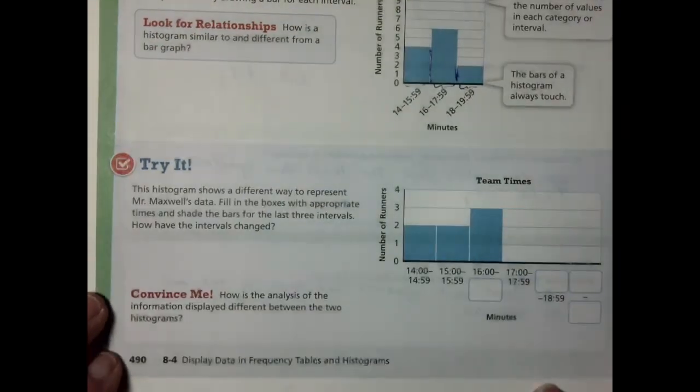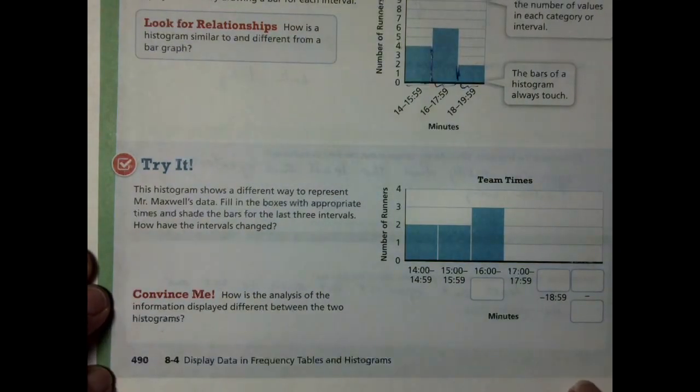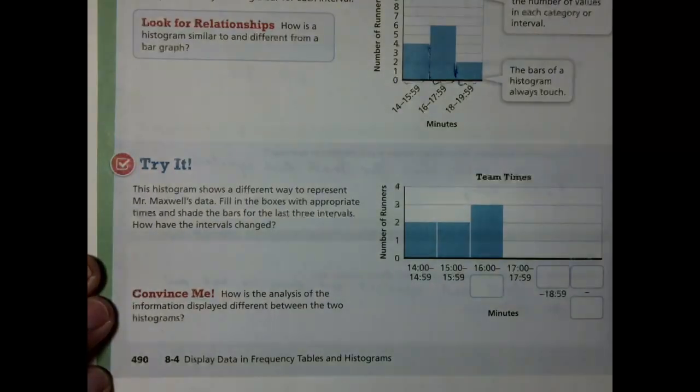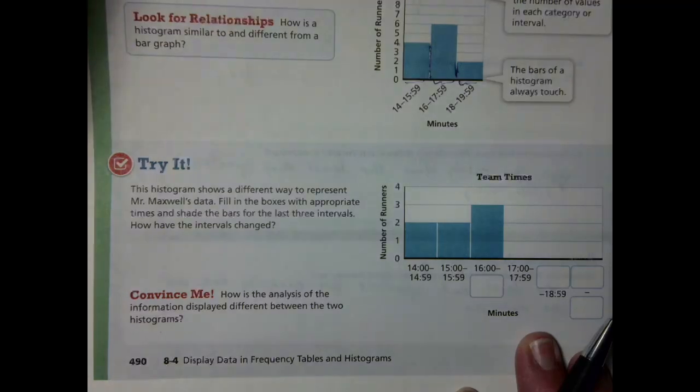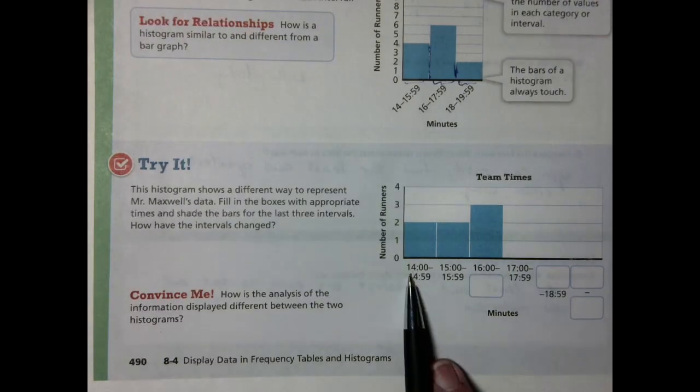Of course, as you know, I think all this math is fun. So, this histogram shows a different way to represent Mr. Maxwell's data. Fill in the boxes with appropriate times and shade the bars for the last 3 intervals. And how have the intervals changed? So if he just did the 14-minute ones, let's go back up here. He's doing them in 1-minute intervals.